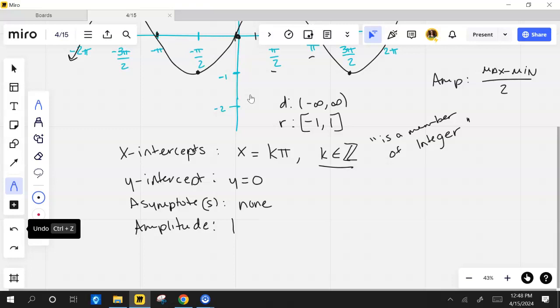Okay. Amplitude is 1. Max minus min divided by 2, or the height from the x-axis as long as it's centered on the x-axis. But this is amplitude. Okay?